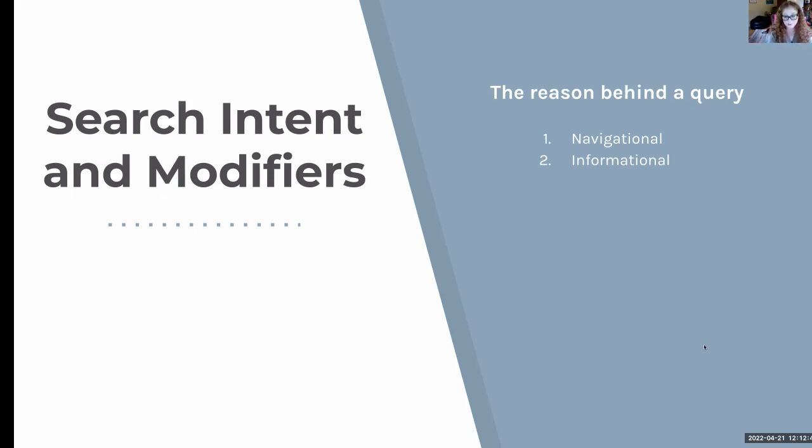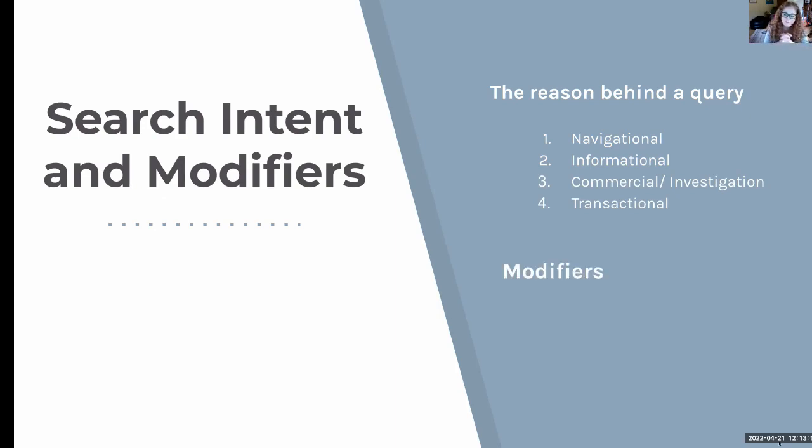When you go to Google or Facebook, you're doing a navigational search. Informational searches are like how to, you're just learning about products. 80% of searches are those. And then you have commercial investigation and transactional.